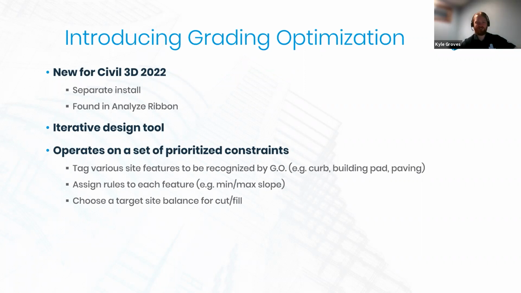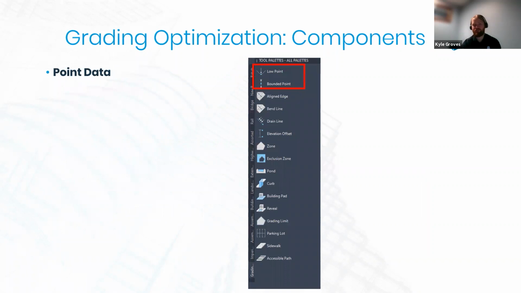With grading optimization, our site balance is now an input. So we don't have to let that be some distant finish line at the end of a really long, complicated workflow. Once you've got all that set up, you simply go through and you optimize your grading. So the components of this tool, we've got 3 different types of data that we can add. We can add in point data, which is a simple low point or a bounded point, kind of gives us an opportunity to let that float and let the tool figure out where a decent opportunity for that to go is.